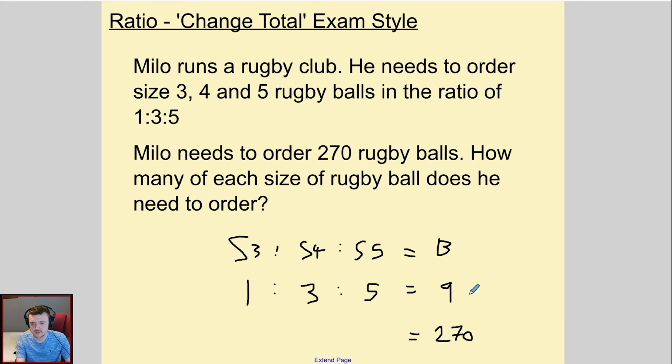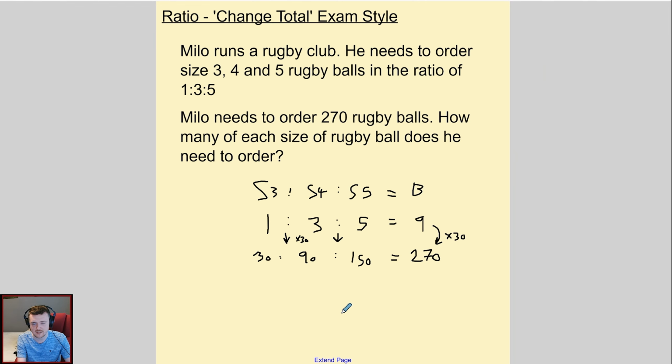How do I get from 9 to 270? Well, 9 times by 30 is 270. You could also do 270 divided by 9 to get 30. So each number here is going to have to be multiplied by 30. Okay, so each number multiplied by 30. 1 times 30 is 30. 3 times 30 is 90. And 5 times 30 is 150. And so that is my answer. If you had little labels to put it, you might put S3 equals 30, S4 equals 90, S5 equals 150. Just as an example. Okay, that would be your working out.